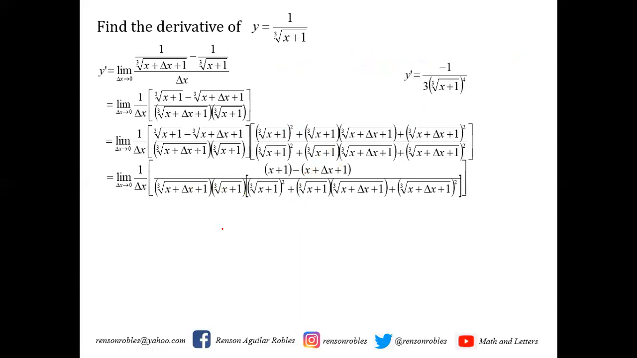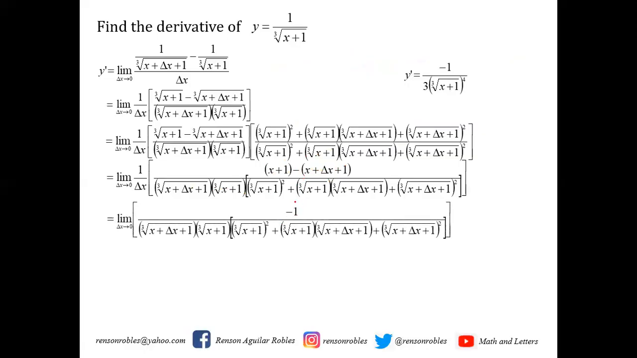Okay, so to simplify, what we are going to do is combine similar terms on the numerator. This is x plus 1, then this minus will be distributed to each term inside: minus x minus delta x minus 1. So you shall have x plus 1 minus x minus delta x minus 1. Then x and negative x will become 0, 1 and -1 will become 0, and what is left here is delta x alone, and then you can cancel it out here. Which means -1 is left on the numerator.